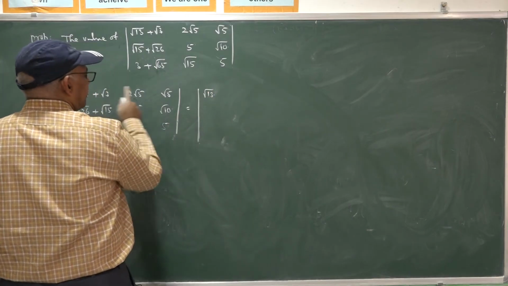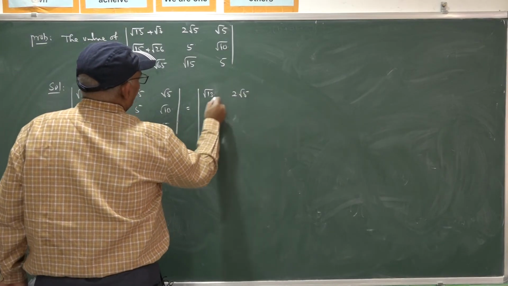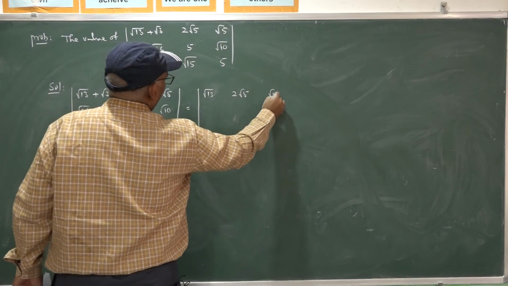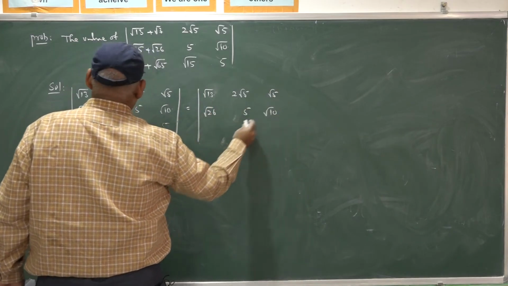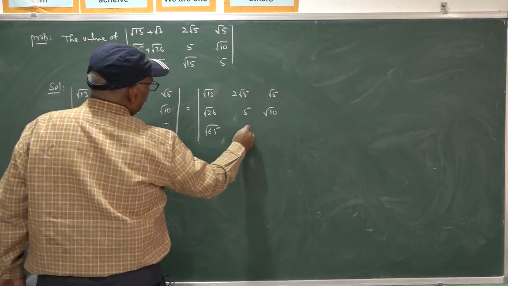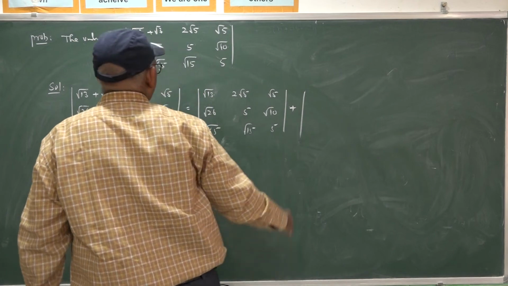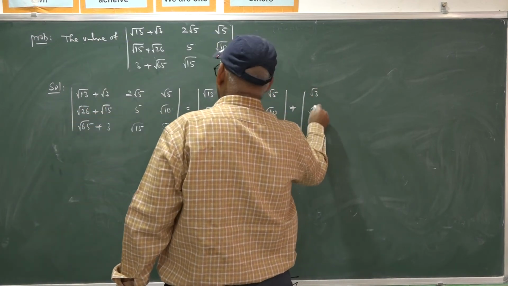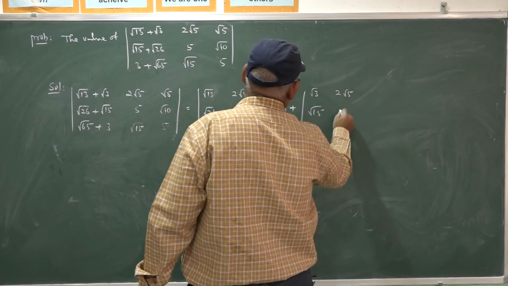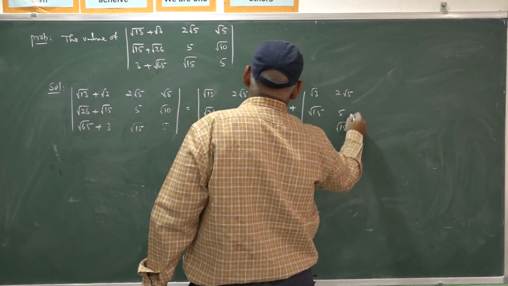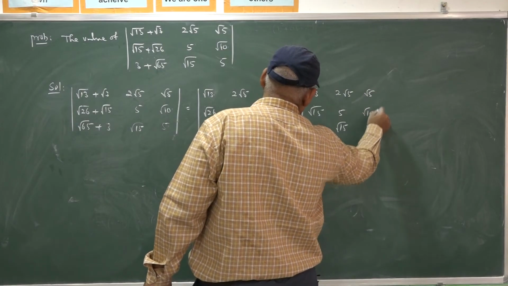Hence, you can split this determinant as a sum of 2 determinants, just like root 13, 2 root 5, root 5, root 26, 5, root 10, and root 65, root 15, 5, plus the remaining determinant is root 3, root 15, 3, and 2 root 5, 5, root 15, and this is root 5, root 10, 5.